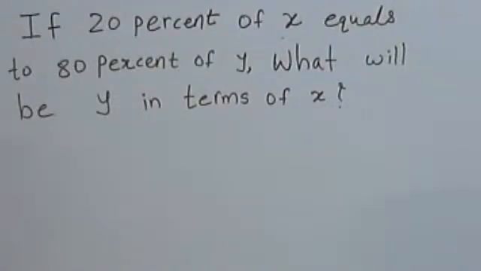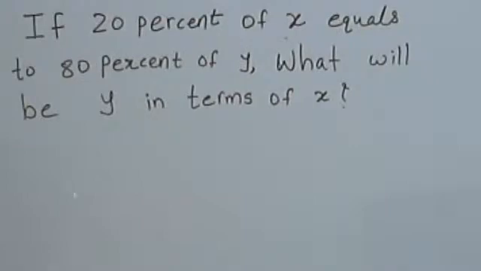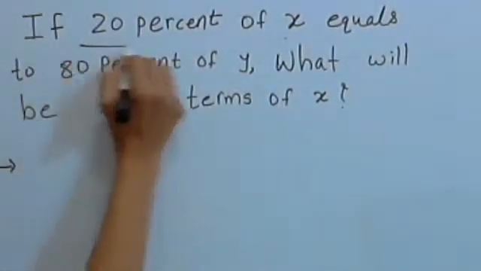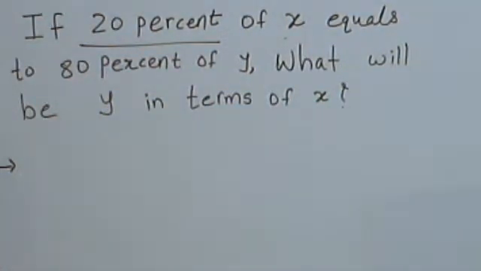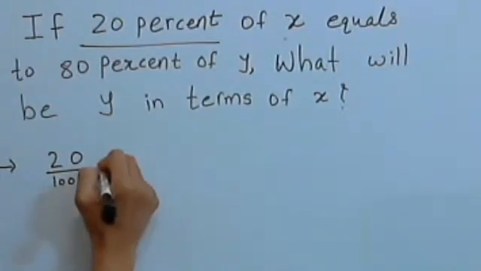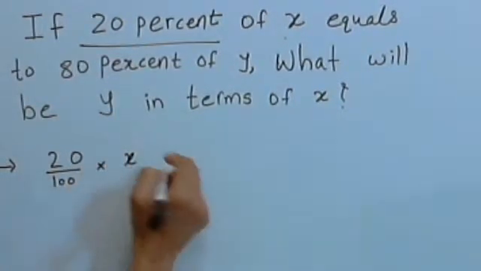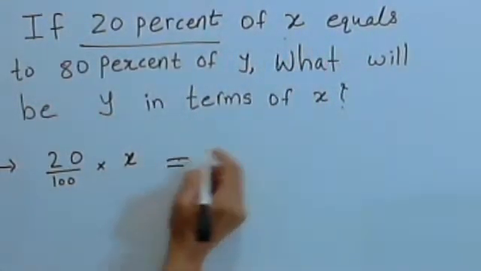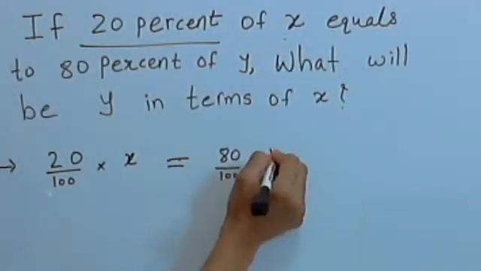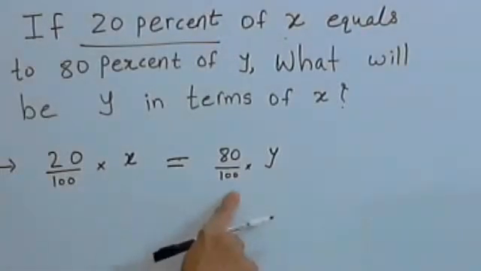If 20% of x equals 80% of y, what will be y in terms of x? First of all, I'm going to translate this language into a mathematical equation. So 20% of means multiplication, of x equals 80%, again of means multiplication, y. Now I have a mathematical equation for what they are saying here.